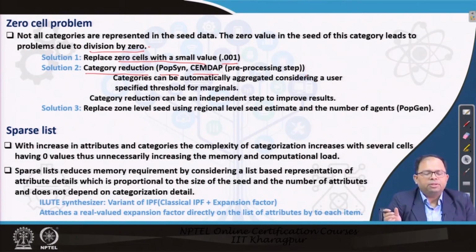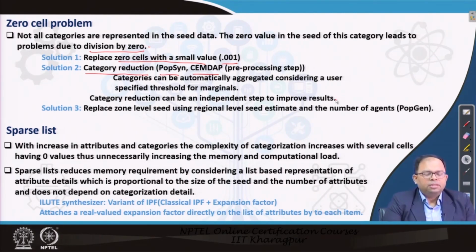or the number of disaggregation that we are trying to do, and these categories can be automatically aggregated considering a user specified threshold for marginals. So, we can do it based on certain criteria, like at least some amount of data should be there in each of those particular cells, and category reduction could also be done as an independent step to improve results. Sometimes too much disaggregation does not help, that means the data becomes too little. So, reducing the number of categories could also be done as an independent step as well.